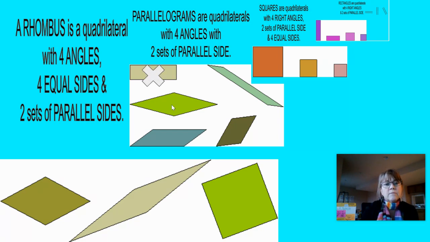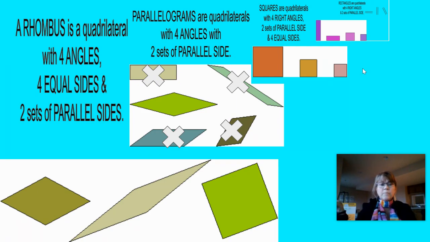This one here, measure it up. It has equal sides. One underneath does not. This is definitely not equal sides. Definitely not equal sides. These guys we know all have equal sides. They do have 4 angles, and they do have 2 sets of parallel sides. So all squares can be rhombuses. Only some parallelograms can be a rhombus.